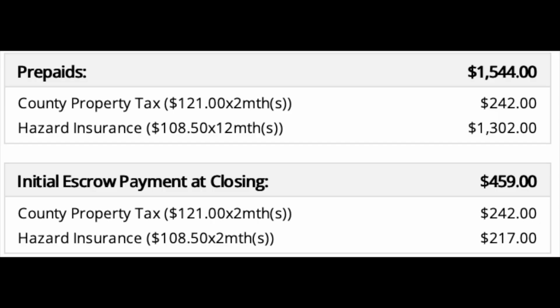And then moving over to the next set of costs associated with my loan here, we have prepaids. So I have the county property taxes and hazard insurance. So for those that may not know, when you are purchasing a property, whether it's an investment property or a primary property, they have what they call prepaids, where essentially you have to pay your taxes and insurance based on what time of the year you're actually purchasing the home.